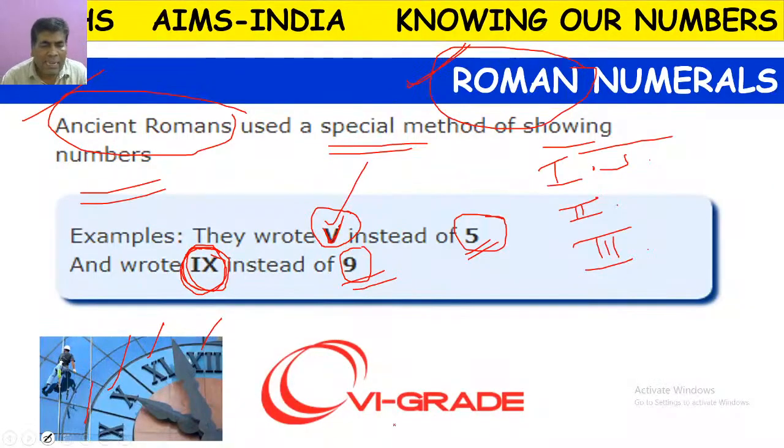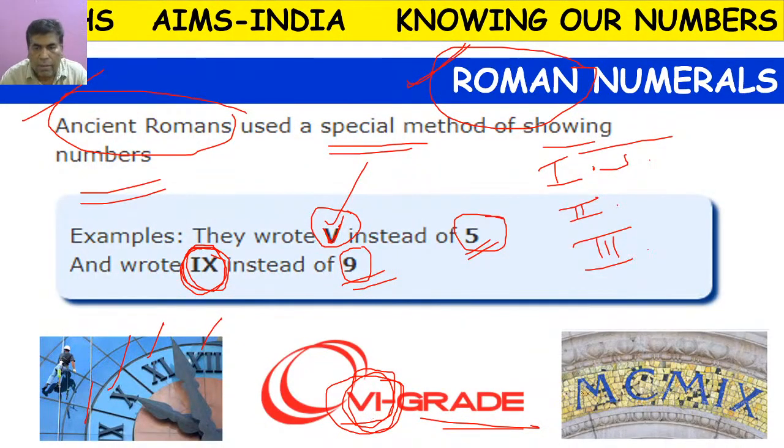Or for mentioning class names, 6th grade, on some books it will be printed 6th grade, 6th class, like that. There also we will come across Roman numerals. Or in some Roman cities, on the buildings also they make use of these Roman numerals. So today we are going to study about Roman numerals.